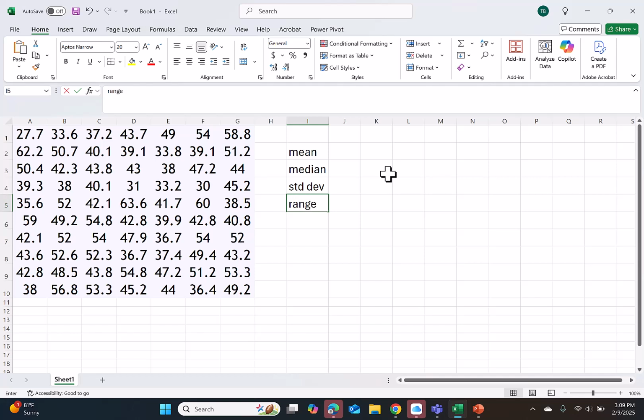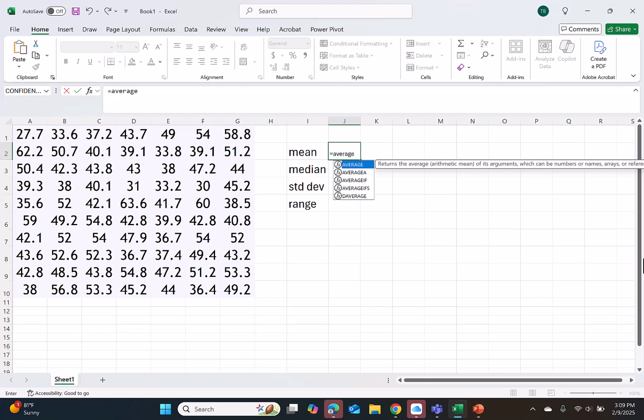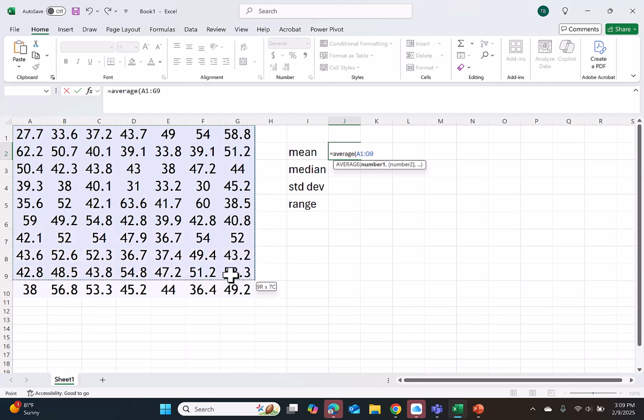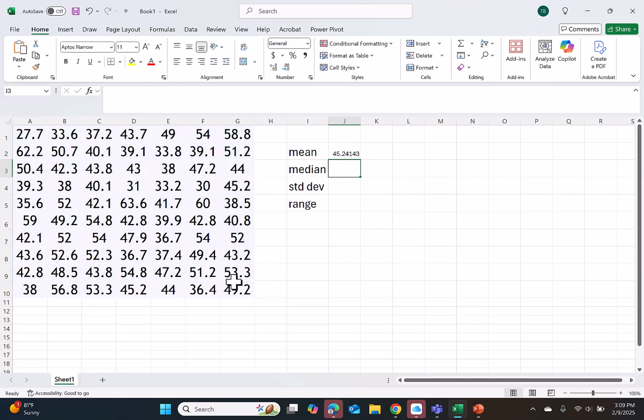and the range. To find the mean, I'm going to go over in the cell next to the word I wrote, and I'm going to push equals. Then I type average, A-V-E-R-A-G-E, put a parenthesis, and then I'm going to highlight all of the data. Close the parenthesis, push equal, and notice I have the mean.